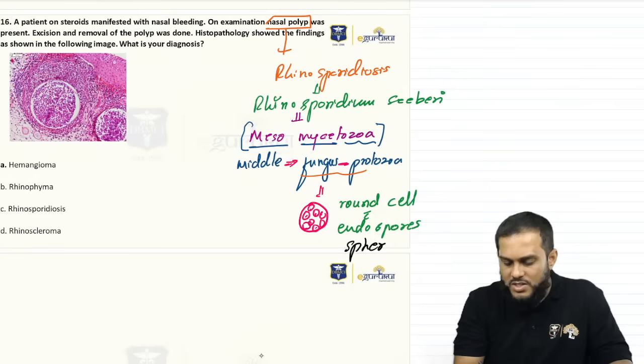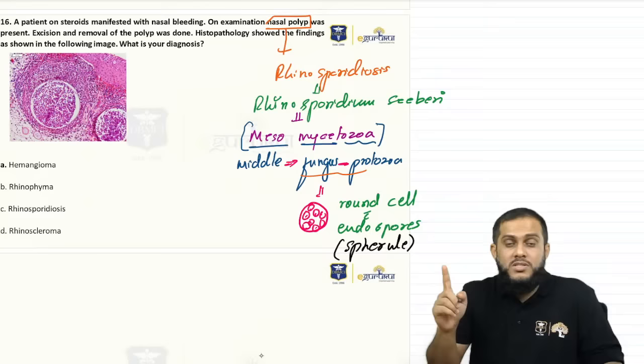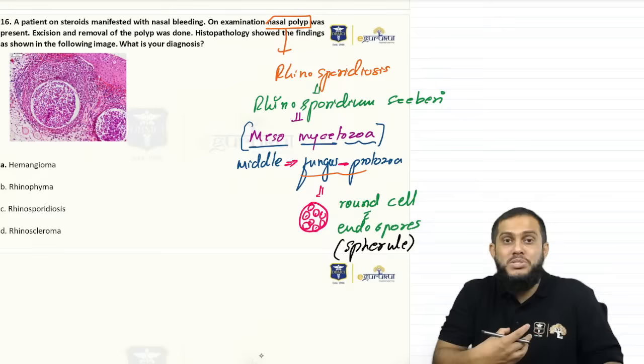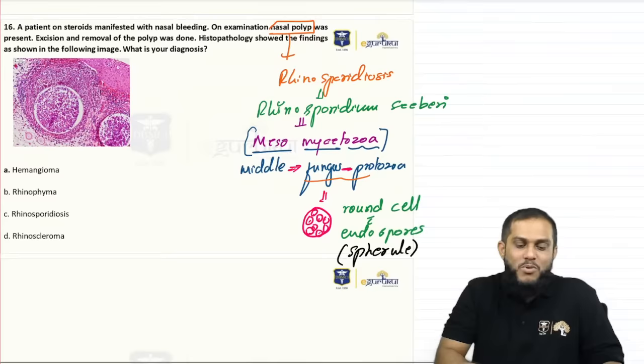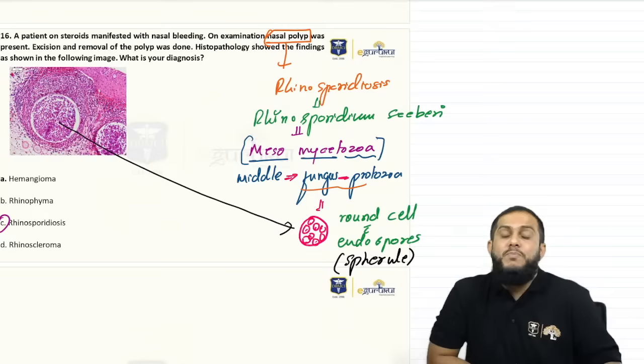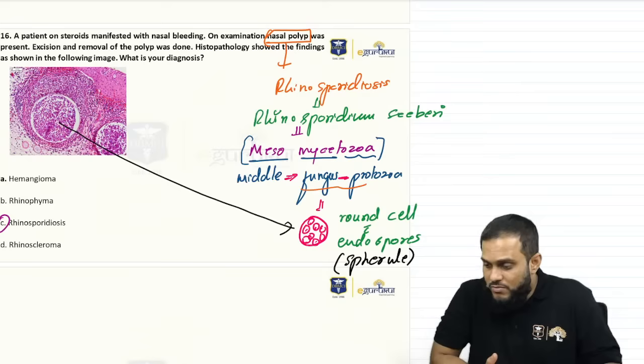And remember, a spherule is seen in coccidioides. If you remember, we have discussed that spherule is seen in coccidioides, but the manifestation of coccidioides is pneumonia, not nasal polyp. Clinical history of nasal polyp says it is rhinosporidiosis. That's why the answer is rhinosporidiosis. And the image, what you see here is a sporule, a round cell with endospores inside. I am not seeing any pseudohyphae.